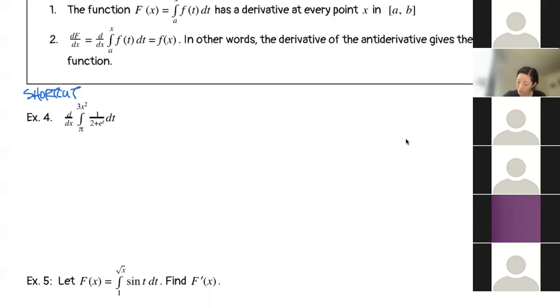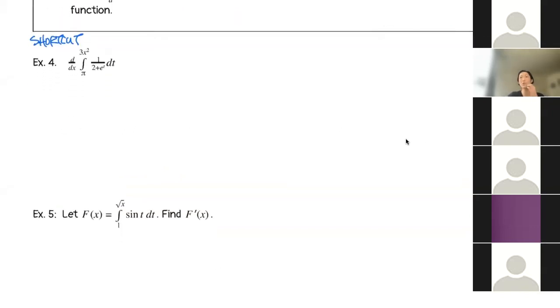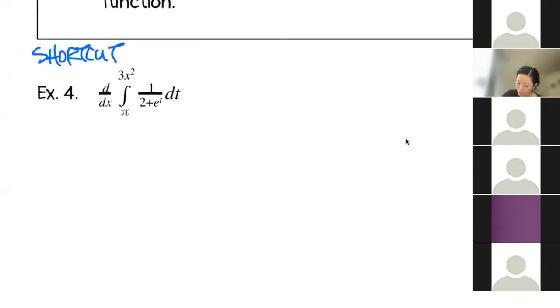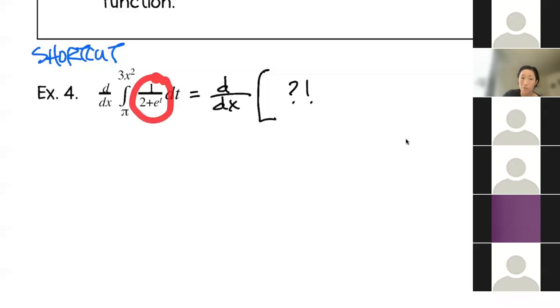All right, so with that, let's take a look at two cases where we are going to need a shortcut because we do not know how to take our integral of a given function. So we're going to start with example 4 over here. And so if we try to do this the way we were doing it before, we would get the derivative of, I don't know what that is, right? I don't know what that antiderivative of 1 over 2 plus e to the t is.